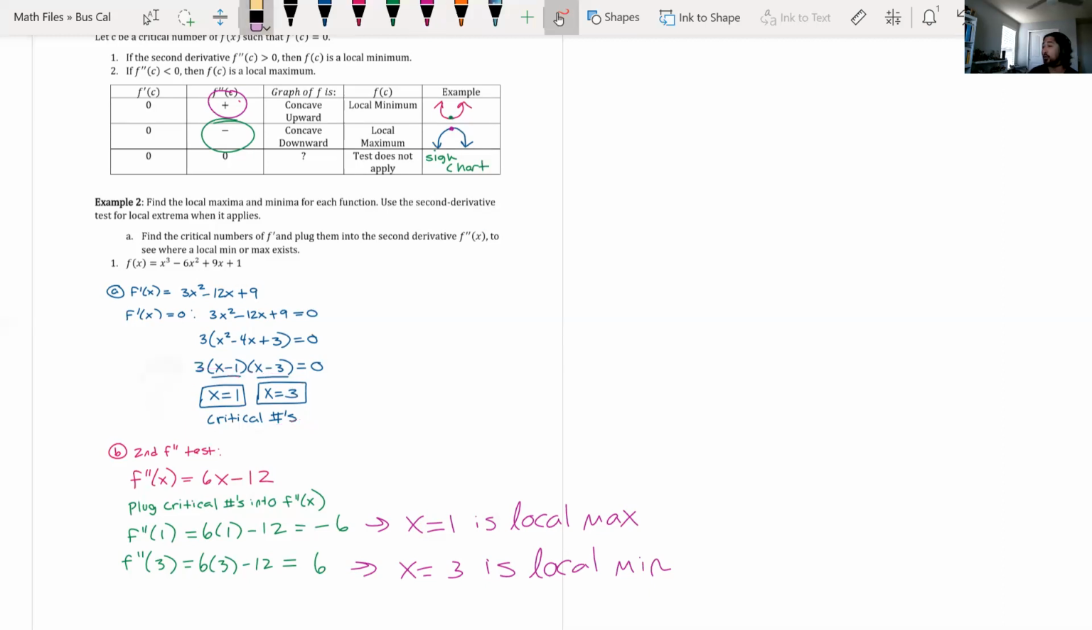Now, of course, if you wanted to find the exact location of these maximums and minimums, you know that you would take these points and plug them back into the original function. But I don't think we have to do that on this one. Okay, so this is what we're looking for. And that's it. The second derivative test helps you avoid a sign chart.